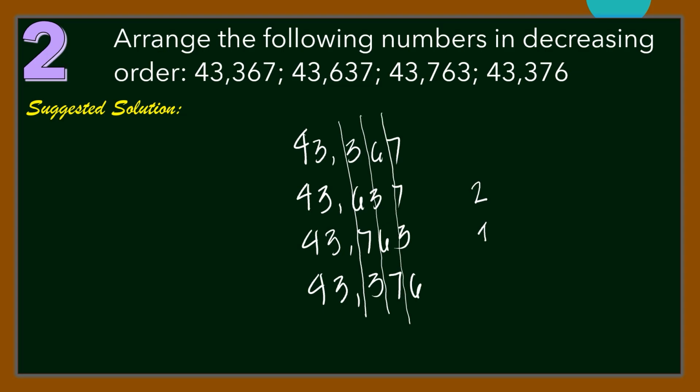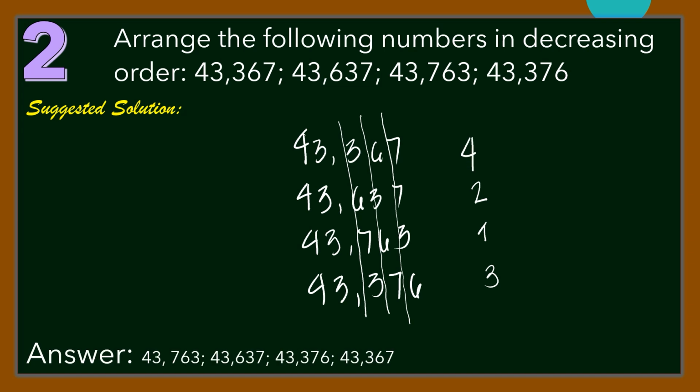43,376 is greater than 43,367. Therefore, the last number or the smallest number in the list is 43,367. Hence, the correct arrangement is 43,763, 43,637, 43,376, and 43,367.